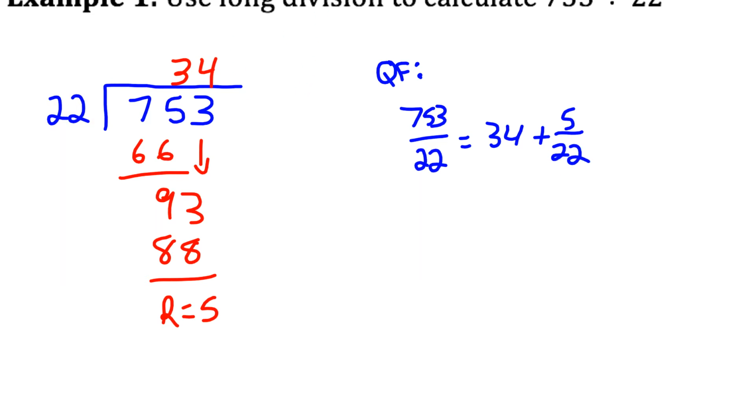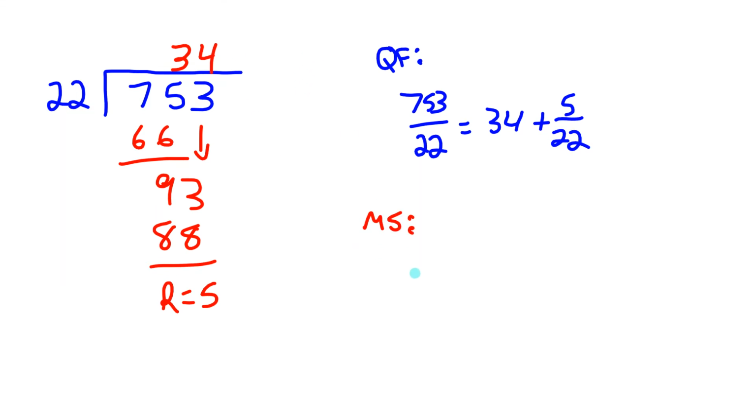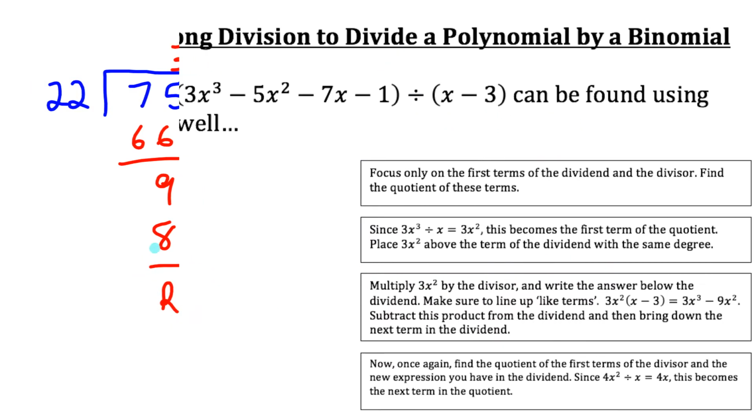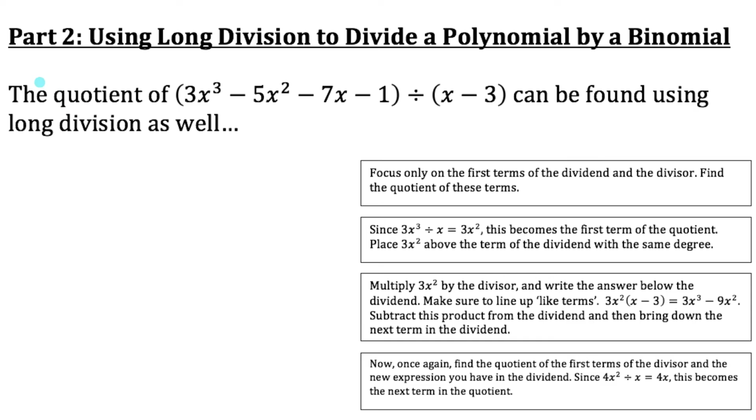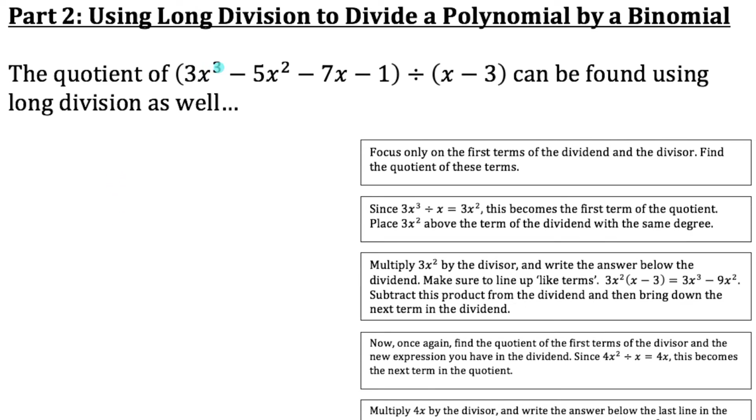The other way to write this would be the multiplication statement. Multiplication statement is our dividend equals the divisor times the quotient plus the remainder. So now that you remember how to do long division of integers, let's try it with polynomials. And it turns out the steps are exactly the same. You're just going to have to remember some exponent rules when you're doing divisions that involve variables. So let's find the quotient of 3x cubed minus 5x squared minus 7x minus 1 divided by x minus 3.